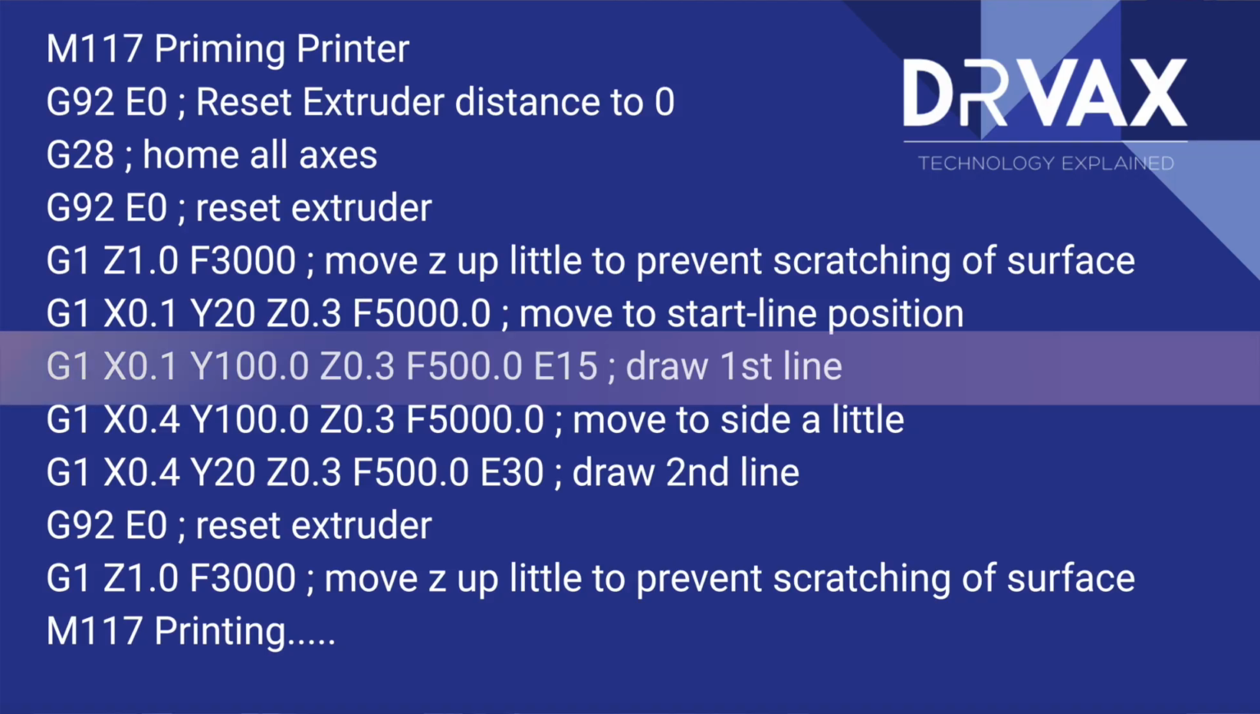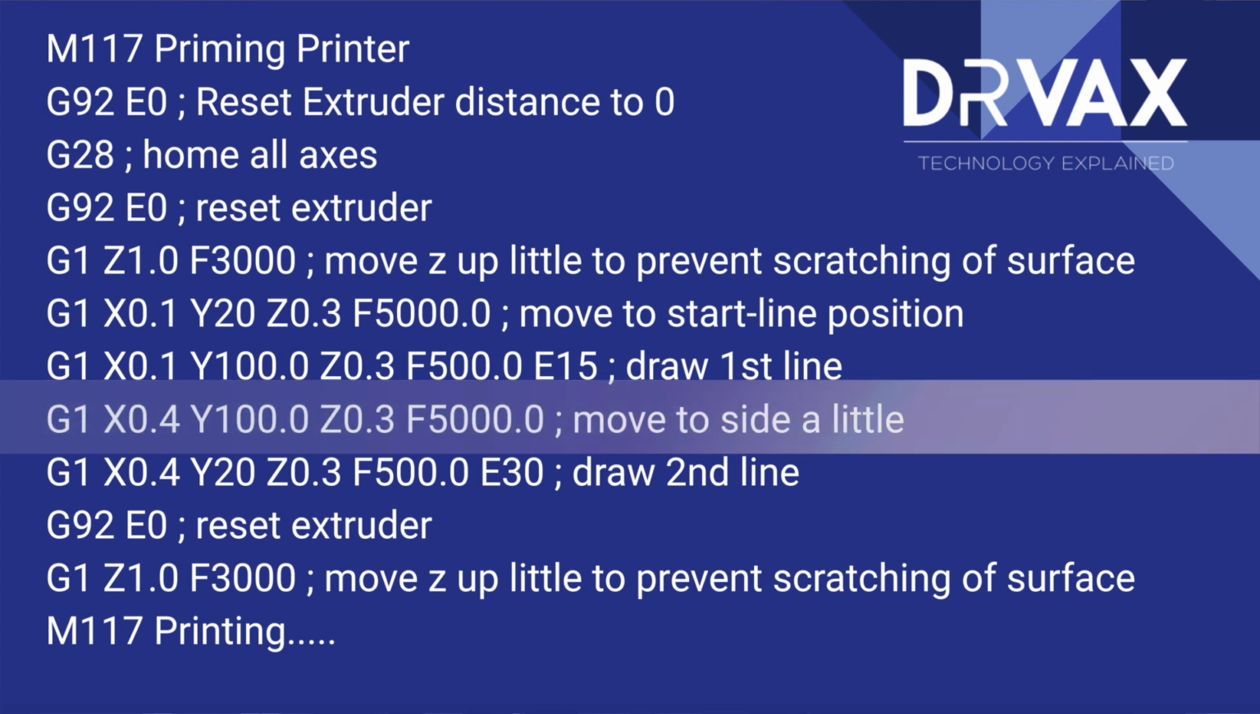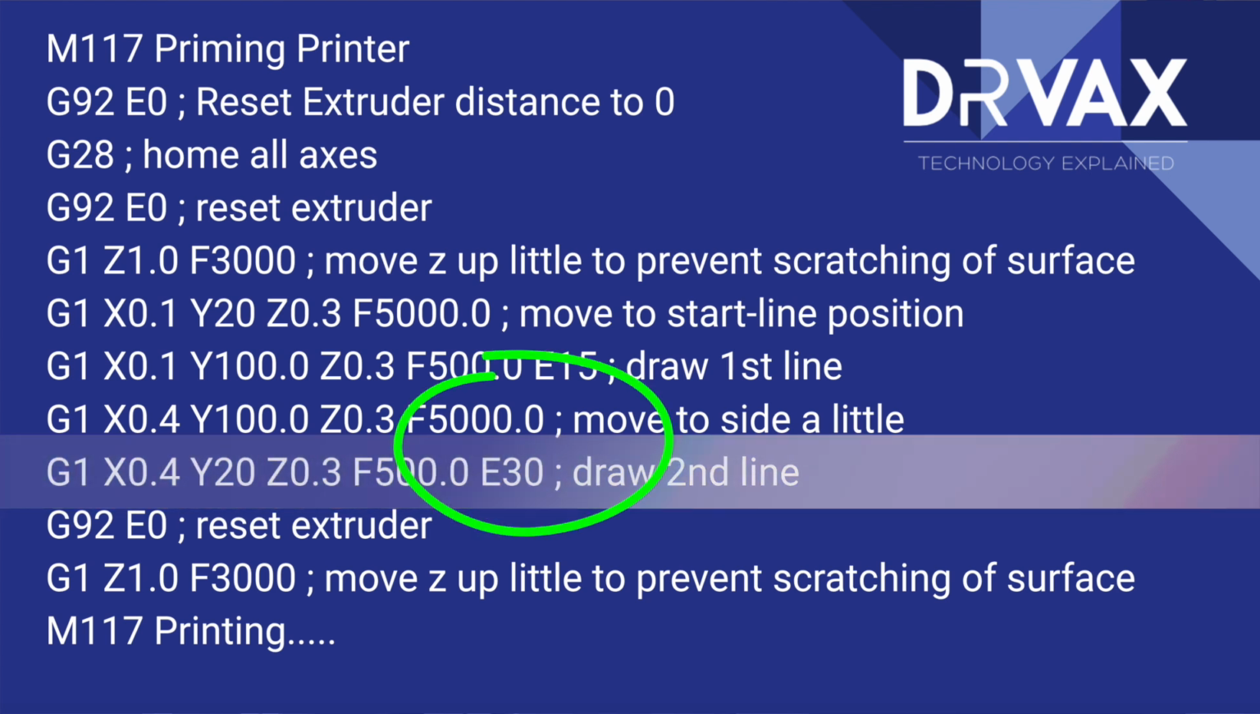Also 0.3 millimeters above the print head, that would be like a 0.3 millimeter layer height, extruding 15 millimeters of filament. That's going to draw a line. So that's what's called the waistline or the index line. And it's used to make sure, once again, the filament is moving. We move a little bit over, we draw a second line, then we reset the extruder to 0 so the slicer has a starting point. We move the z-axis up a little bit, and we're ready for our print.